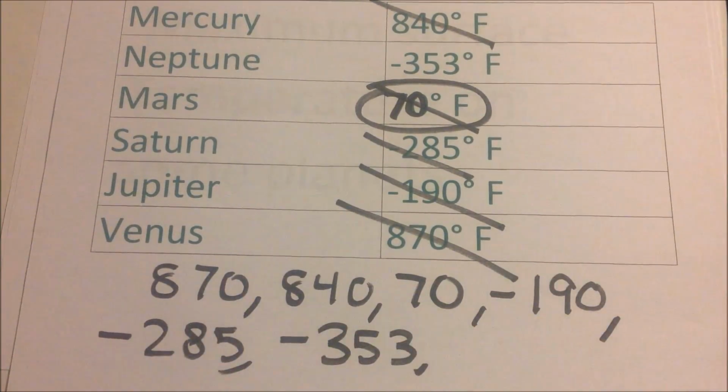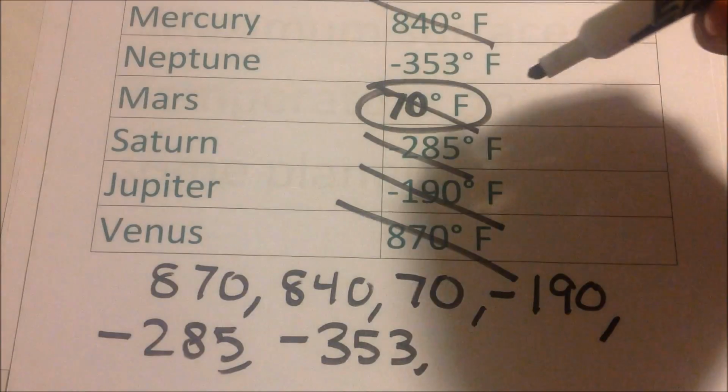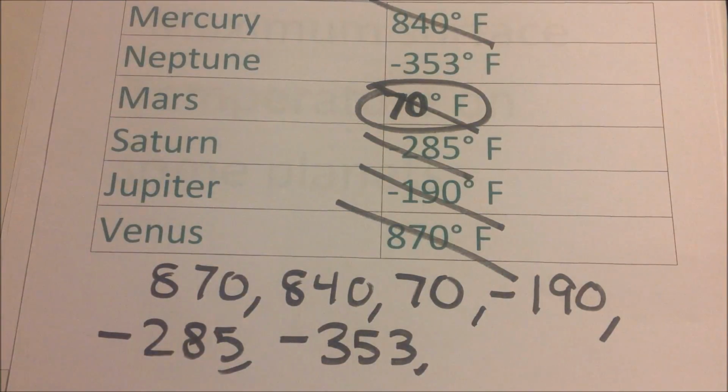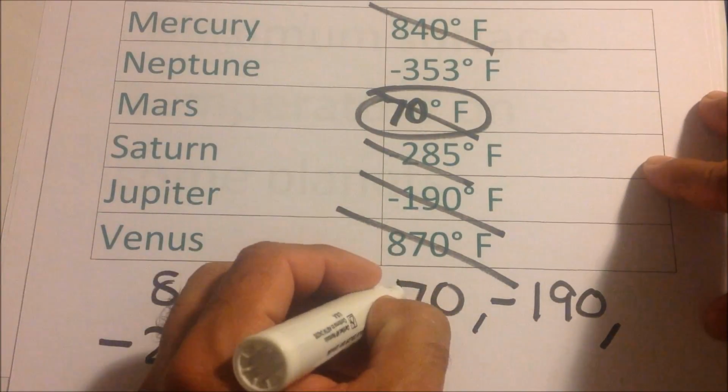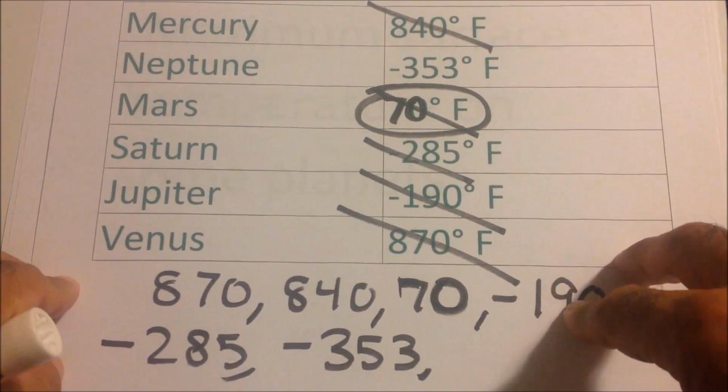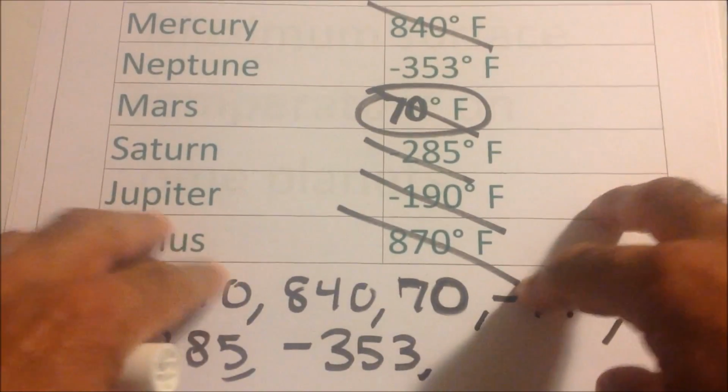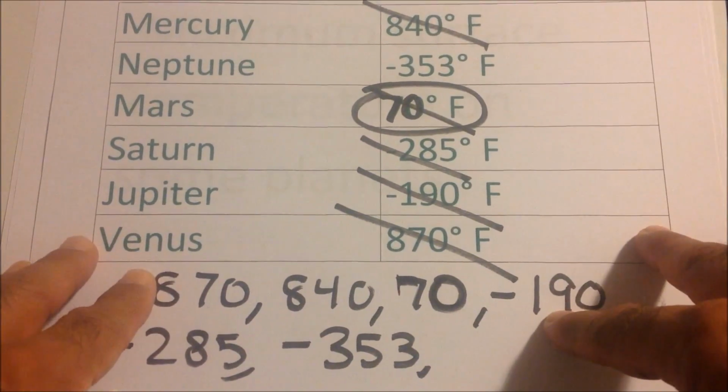Okay, and if you look at these temperatures on Earth, Earth never gets anywhere near 200 degrees below zero. The record temperature on Earth was like negative 128 below zero. Okay, so that's ordering numbers. We ordered them, we compared them, and we did integers. Great job.